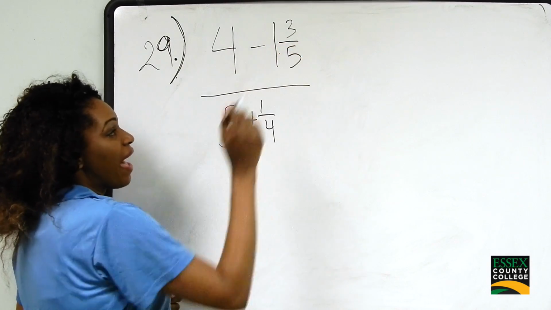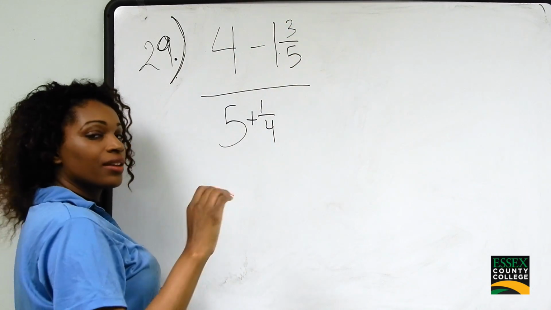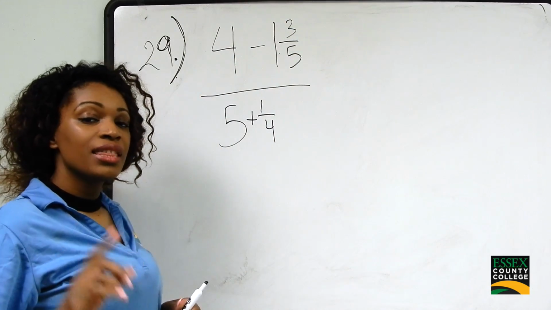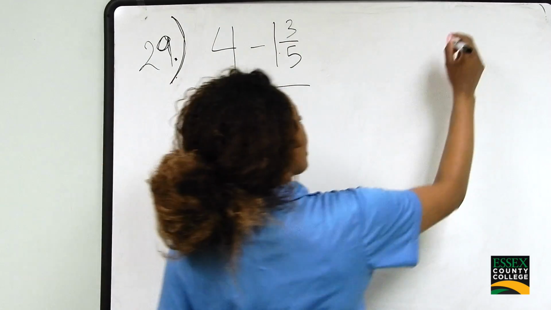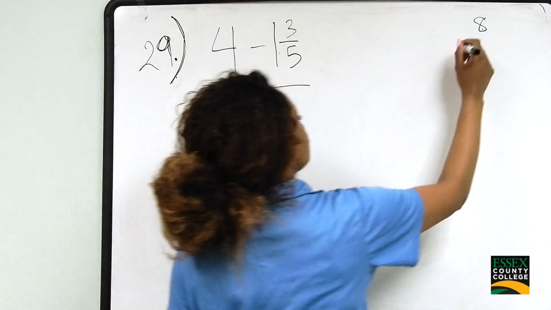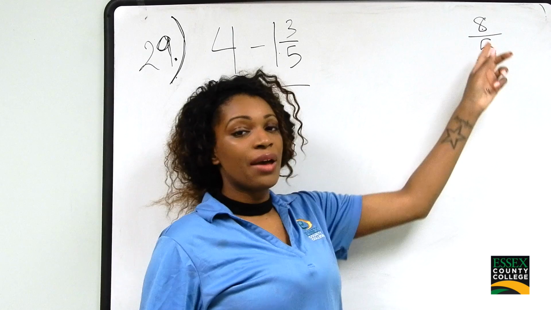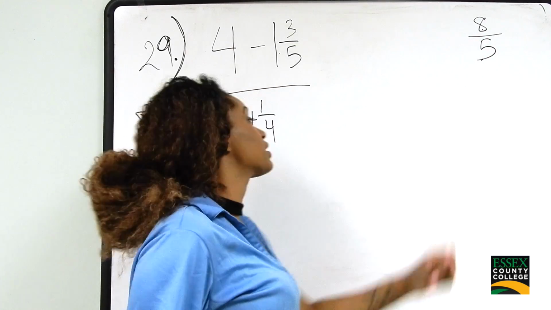So 1 times 5 is going to give us 5, right? And we're going to add 3. 5 plus 3 is 8. That's going to be our numerator. Okay? Our denominator is going to be 5. So our improper fraction is now 8 over 5, 8/5.